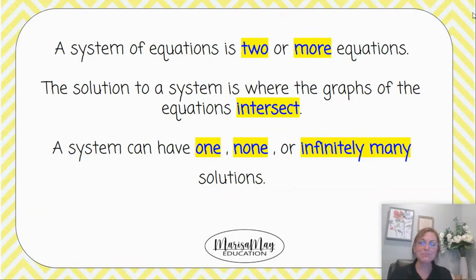When we look at the different methods of solving a system of equations, the one thing to remember is that the solution is where the 2 graphs intersect. No matter if you're dealing with 2 lines or 2 parabolas or 3 lines, you want to make sure you're looking for where those lines or those graphs intersect. Now, a system of 2 equations can have one solution, no solutions, or infinitely many solutions.